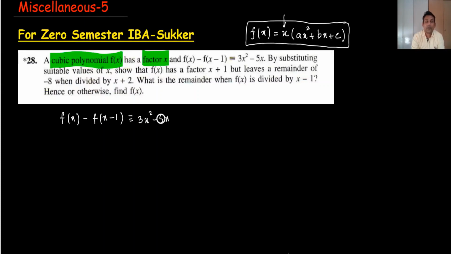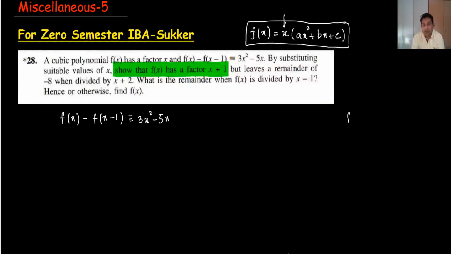Okay, let's start by substituting a suitable value. The first part: show that f(x) has a factor x plus 1. It means x plus 1 equals 0, and x is equal to minus 1. So f of minus 1 should be 0 because it has a factor. This is the condition.